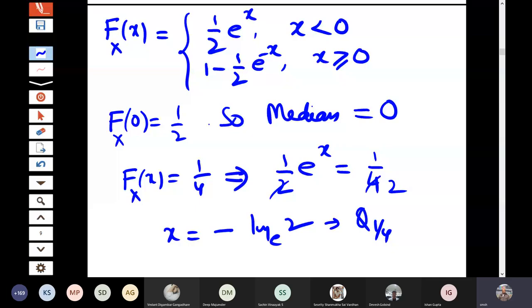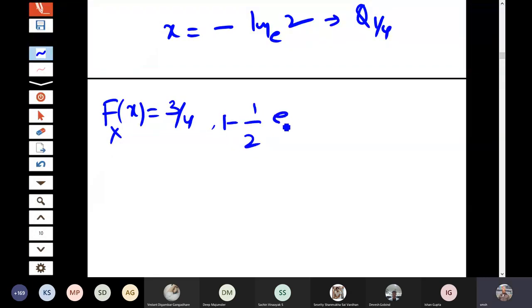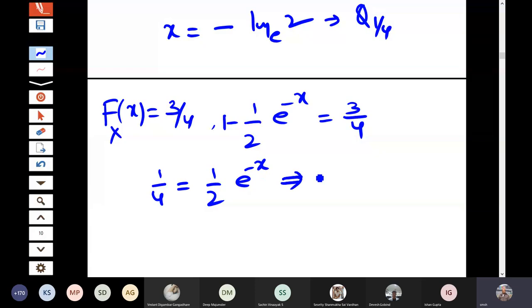Similarly, suppose I want to find out what is the third quartile here. For the third quartile, f of x is equal to 3 by 4. So you will have 1 minus e to the power minus x is equal to 3 by 4. So you get 1 by 4 is equal to half e to the power minus x. This implies x is equal to log of 2. So this is the third quartile.